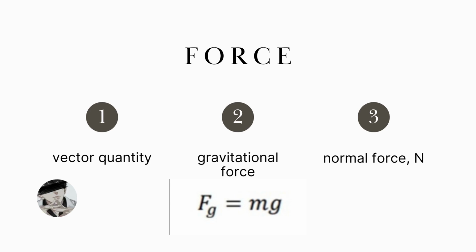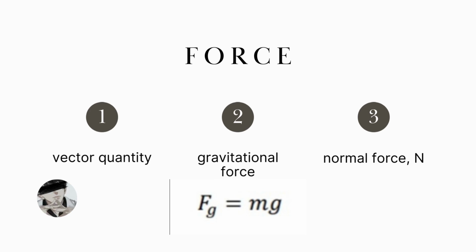The gravitational force that acts on an object on Earth is approximated as Fg equals mg, where m is the mass of the object and g is the gravitational acceleration. The magnitude of the gravitational force exerted on an object is referred to as its weight.